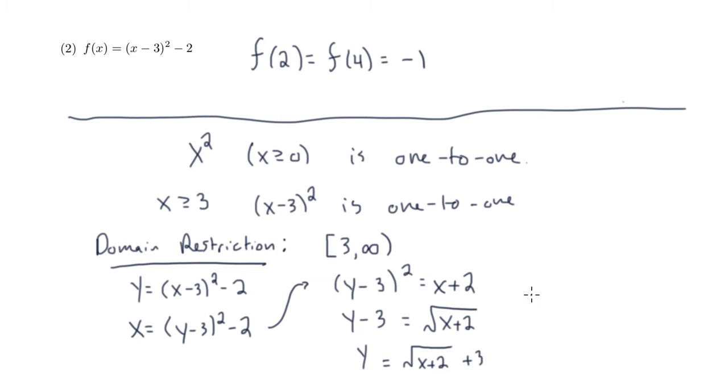So in other words, my inverse function here is going to be square root of x plus 2 plus 3. And you can verify that if I compose f with f inverse, I'm going to get x, and if I compose f inverse with f, I'm also going to get x.